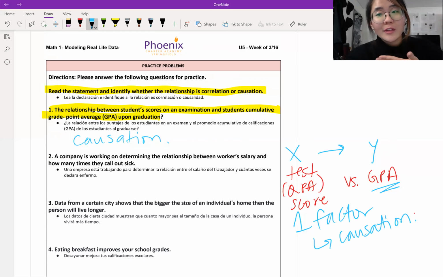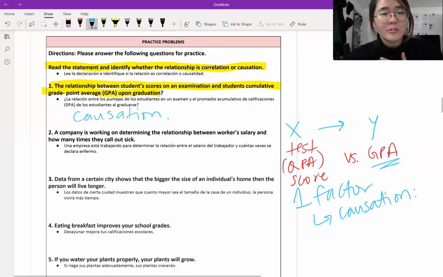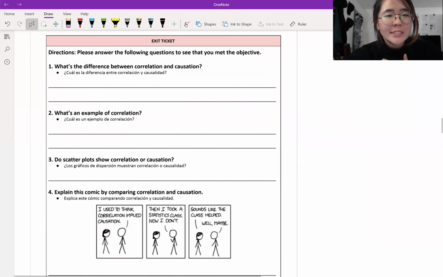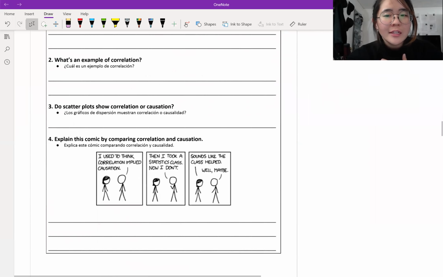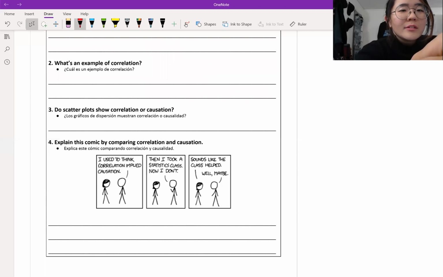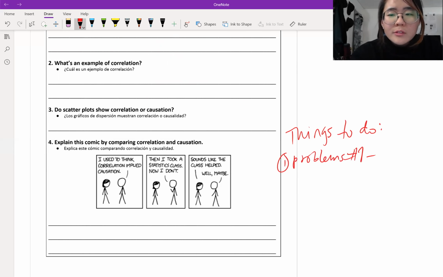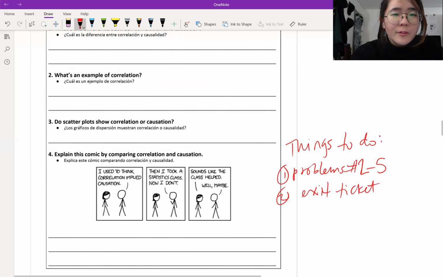So thanks so much for following along with me so far. Hopefully you guys can answer numbers 2 through 5 and the exit ticket on your own. So this is what our exit ticket looks like. I wanted to make sure you finish that. So these are a couple of things you've got to do. Things to do: 1, make sure you do problems number 2 through 5. Secondly, do your exit ticket. That's numbers 1 through 4.